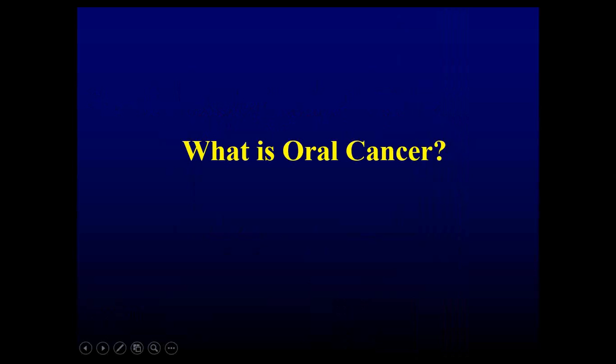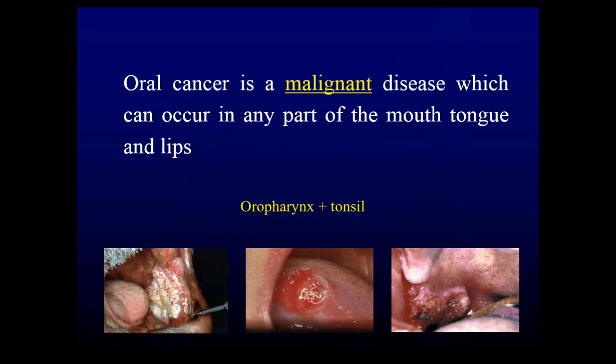So to start with, how do you define oral cancer, or what is oral cancer? Oral cancer is a malignant disease which can occur in any part of the mouth, that include the tongue, the lips, and the buccal mucosa.